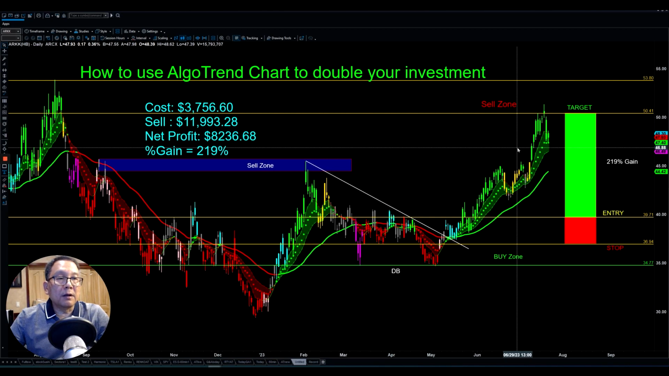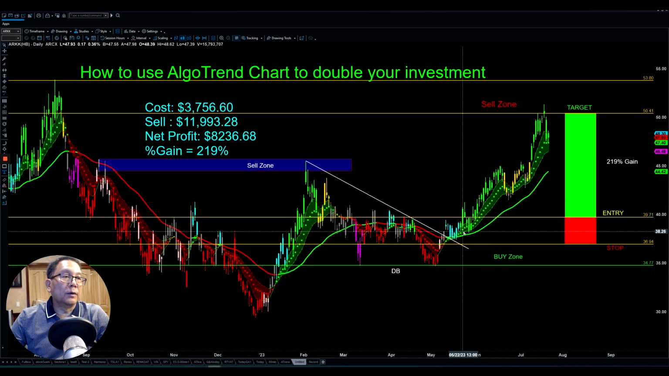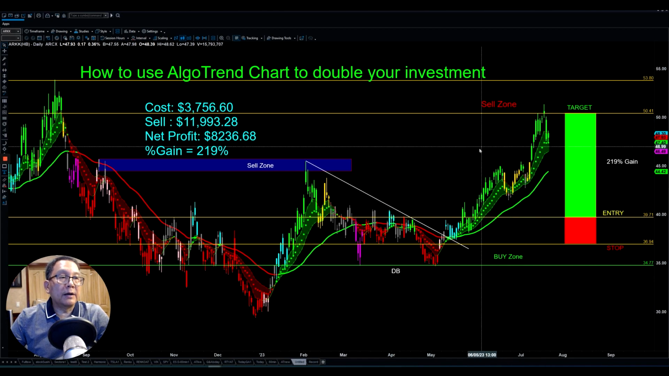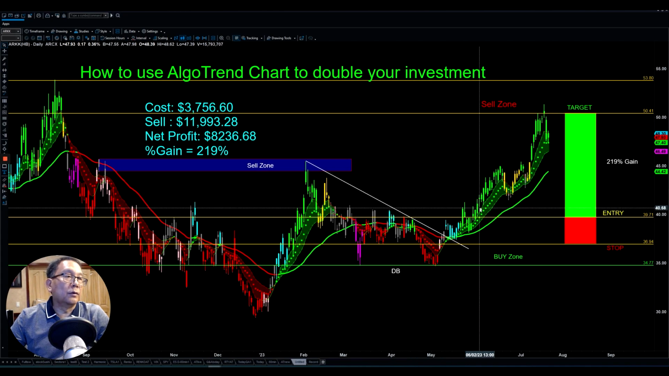So there are many stocks, many ETFs, many funds, many things out there you can trade. All you do is just use the AlgoTrend chart and stick with the color code. They tell you where to buy, where to sell, where you get out, and combined with all the tools we are teaching in Stock Navigator, it's very easy for you to identify the trend, and you can stay on the right side of the market.